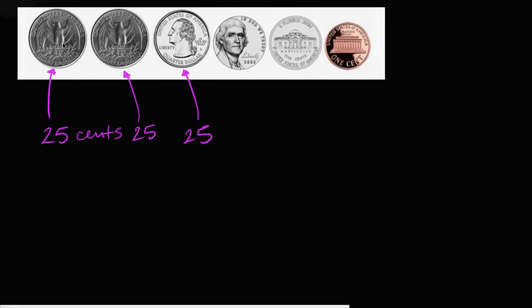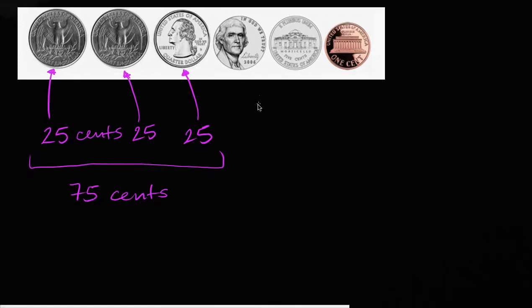So how much money do these 3 quarters represent? Well, it's going to be 25 plus 25, which is 50, plus 25, which is going to be 75. So these 3 quarters are going to be 75 cents. And remember, 100 cents make $1. So this is still less than $1. But we're not done yet.